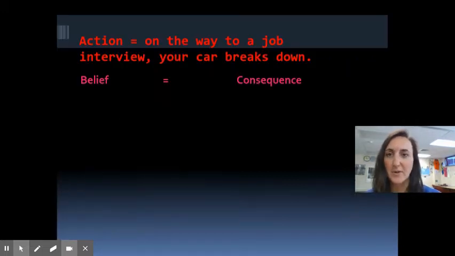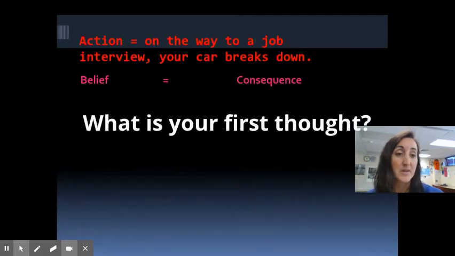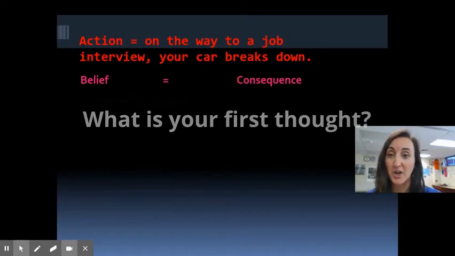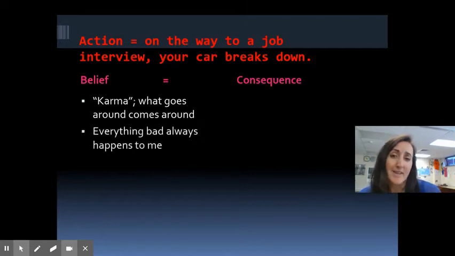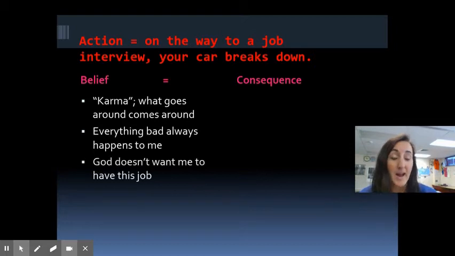So let's give it a few examples. Action: on the way to a job interview, your car breaks down. Go ahead and pause and just take like 1 minute to think about what would a belief be that you or someone else has about that. These are some of the beliefs that have come up over the years that students have shared. Maybe they have that karma, what goes around comes around. Maybe they feel like everything bad always happens to me. They might believe in a higher power and say, you know what, God or this higher power doesn't want me to have this job. There's a purpose in this happening.